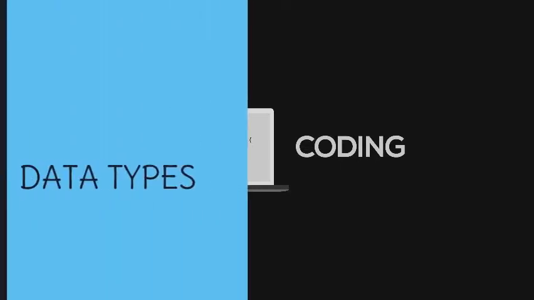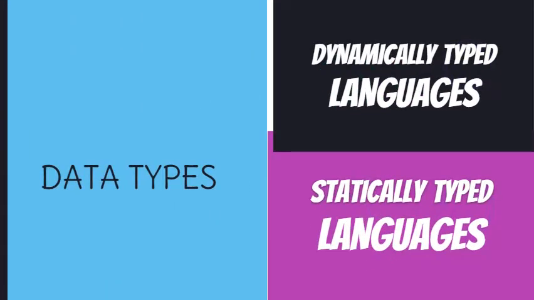Hey guys, today we're going to be looking at data types. There are two types of languages, dynamically typed languages and statically typed languages. Dynamically typed languages like Python do not require data types to be defined before the variables are used, but statically typed languages like Java do require data types to be defined before the variables are used. Now we'll be looking at what are the data types present in Java which can help you define variables in a much better way.